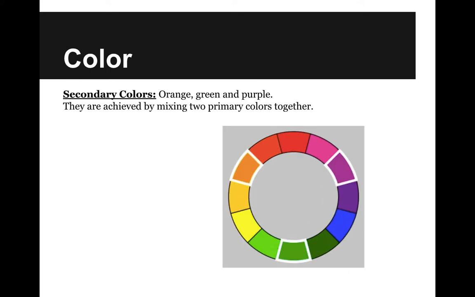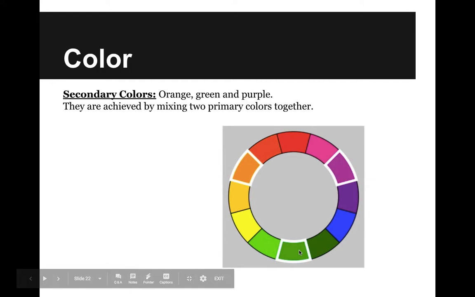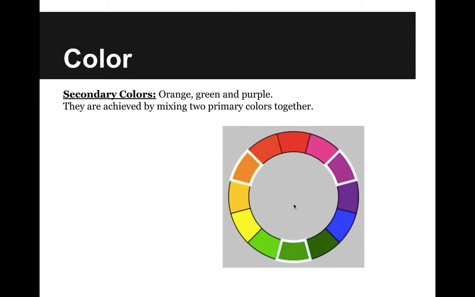Secondary colors are orange, green, and purple, or violet, which is the word we use in the art world. And we get those by mixing two primary colors. So we get purple or violet by mixing red and blue, right? Because purple is between red and blue. We get orange by mixing red and yellow, right? Because orange is between red and yellow. And we get green by mixing yellow and blue, because green is between yellow and blue. So that is how we use the color wheel to mix those colors.